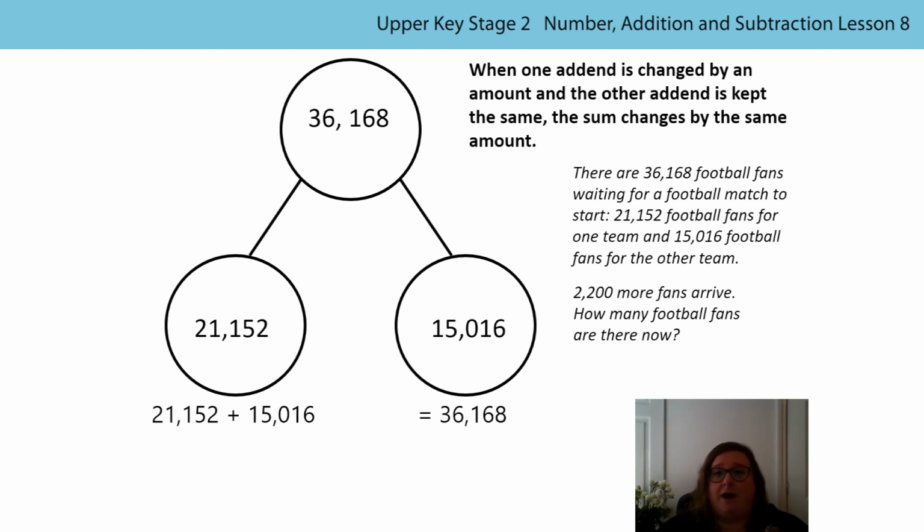2,200 more fans arrive. How many football fans are there now? Well, how have the addend and sum changed? More fans come, so that's 2,200 more. So the sum and one of the addends are going to increase by 2,200. Does it matter that I don't know which side they join? Well, no. I can add 2,200 to either addend as long as I also add it to the sum.